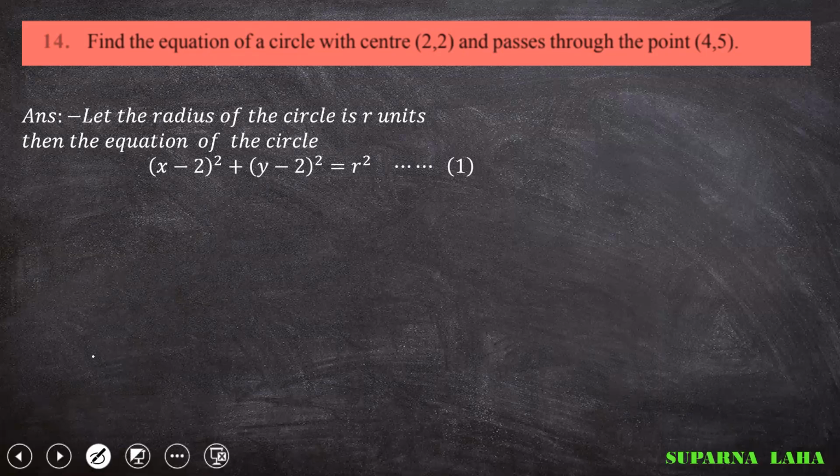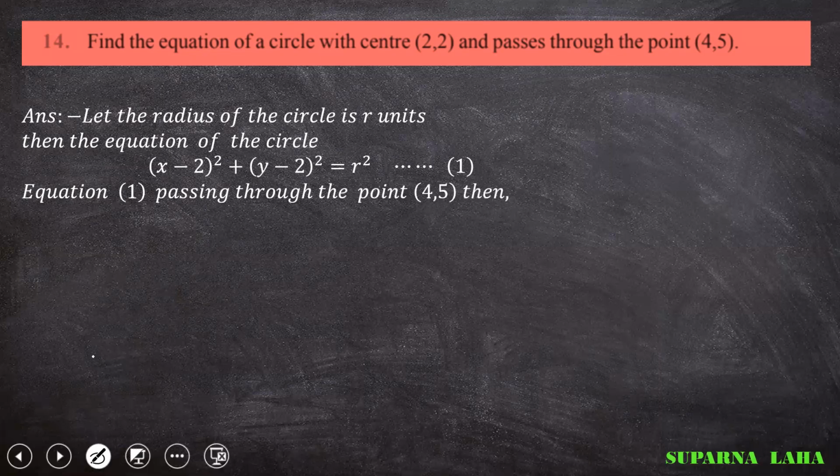Now it passes through (4, 5). So that means in the place of x we can put 4 and in the place of y we can put 5. Since it is on the circle, it will satisfy this equation number 1. So r square is (4 minus 2) whole square plus (5 minus 2) whole square. Okay, so that means it will be 13. So r square is 13, so the radius is root 13.